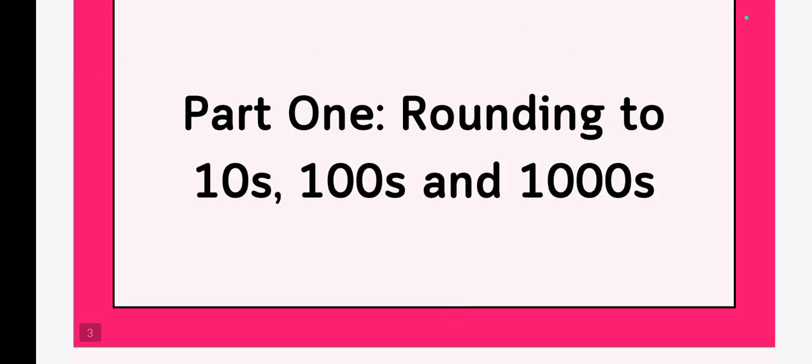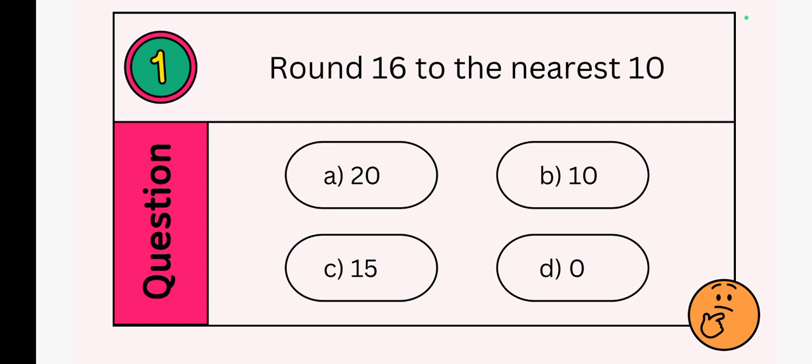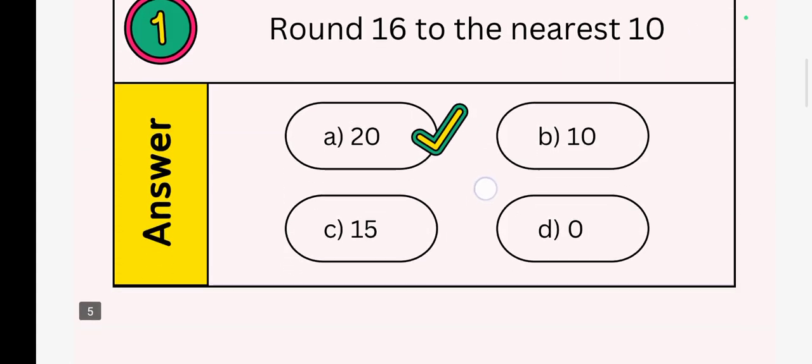First, we will see how to round off to tens, hundreds and thousands. So, rounding 16 to the nearest 10. It means we will round off 16 to the nearest tens. That is 10, 20, 30, 40, 50. That is in tens. So, we will see which number will come closer to 16. So, there are three options: 20, 10, 15, and 0 can't be the option. But now, since the number is 16, you can round it off to 20 and not to 10, because 16 is nearest to 20 and not to 10. So our right answer will be 20.